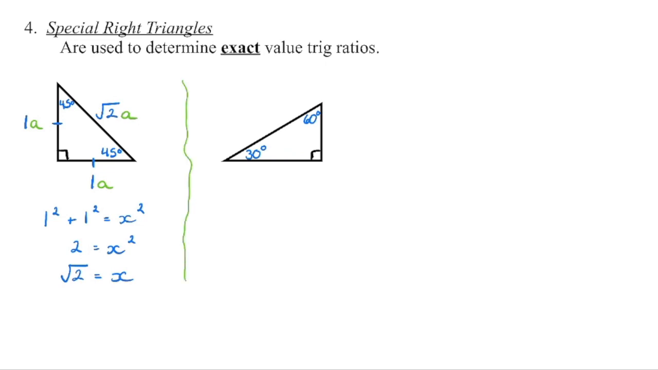Our second special right triangle, the 30, 60, 90 one, I'm just going to rotate that one and have it sitting up like that.